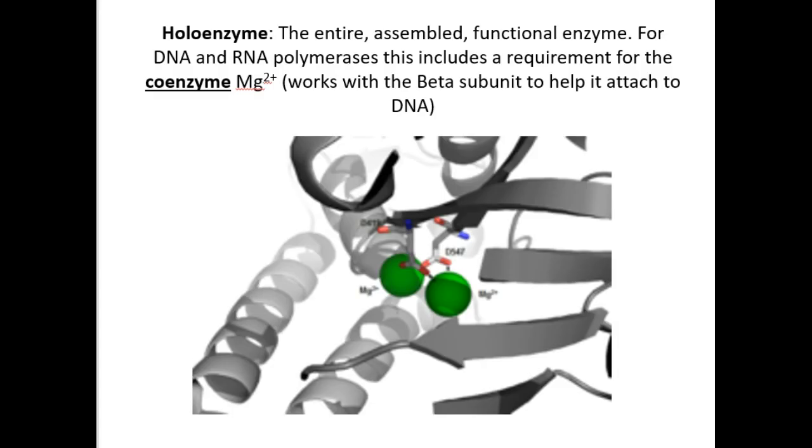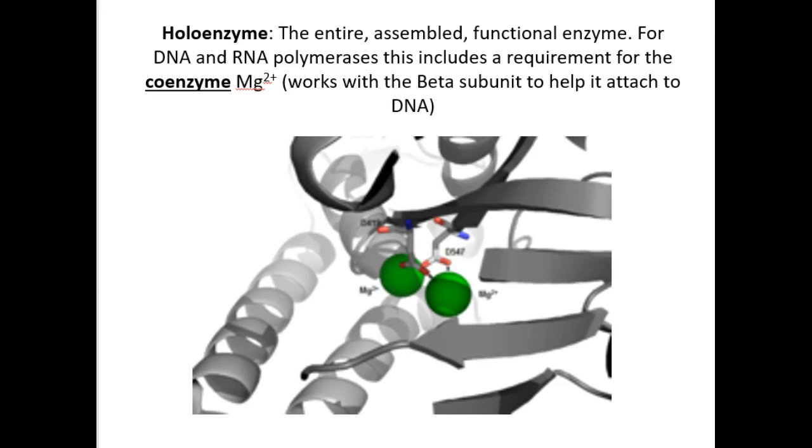So let's go back to this term holoenzyme, which I mentioned a moment ago. A holoenzyme means the entire assembled functional enzyme. DNA polymerase III and also RNA polymerase are examples of holoenzymes. This means that you have to have multiple polypeptides working together to get a functional enzyme. It's a term that is relevant to enzymes alone. Okay? So for both DNA and RNA polymerases, this includes a requirement for something that is not a protein.